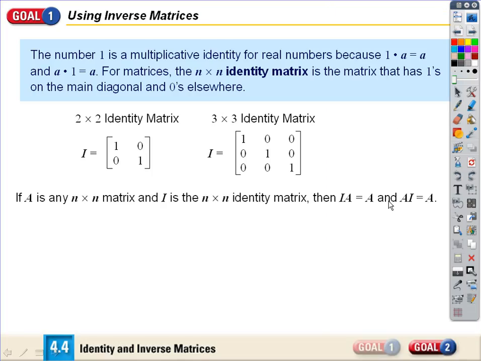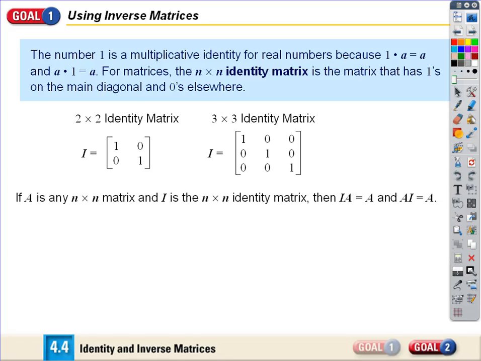If A is any n by n matrix and I is the n by n identity matrix, then I times A equals A and A times I equals A. So in other words, we can multiply any matrix by the identity matrix from the left or the right, and it still acts like a 1. We got to be careful with that, though. Remember what we talked about yesterday?